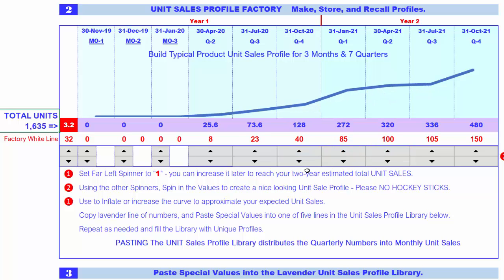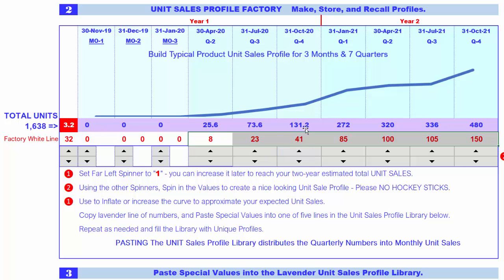Now, if you don't want to spin it in, be my guest, you can enter it in here, but the spinners are much quicker. And we have a place to store and recall up to 5 profiles. This is the fastest way to do any kind of high resolution, month by month, for the first 24 months, unit sales. Remember, if you're going to make revenues, you have to know your prices and you have to know how many units you're selling per month.